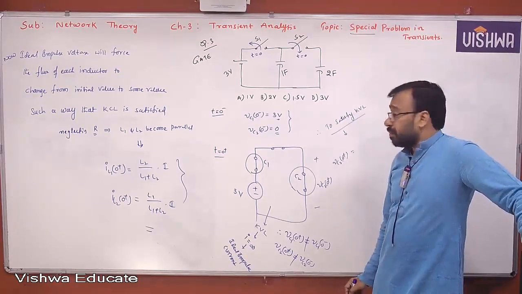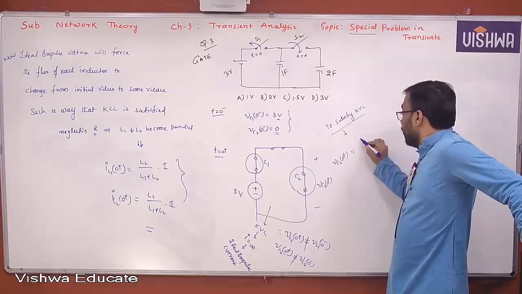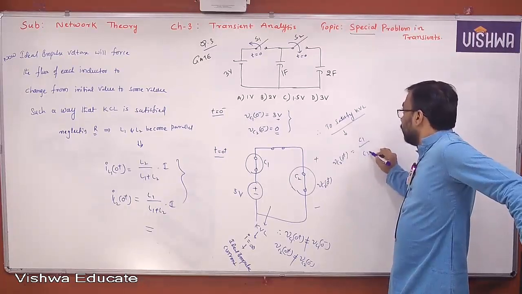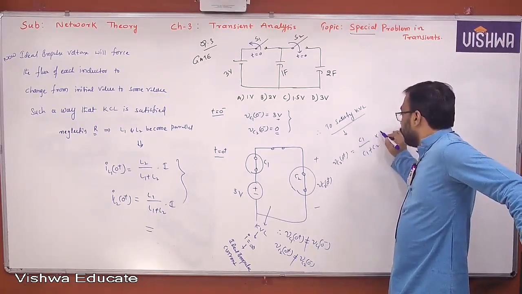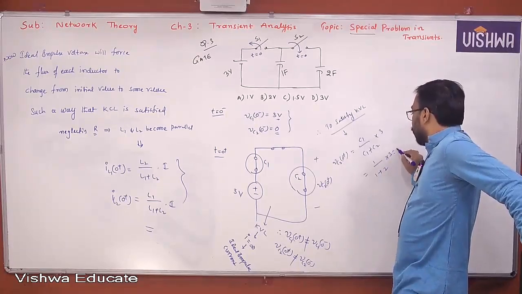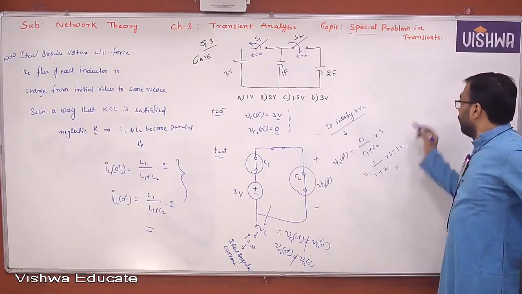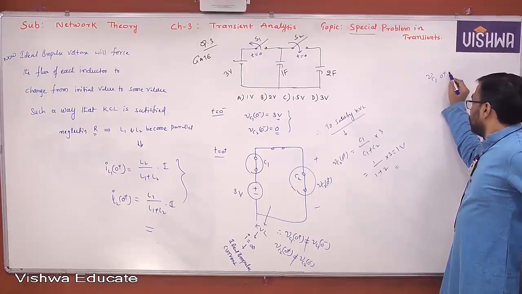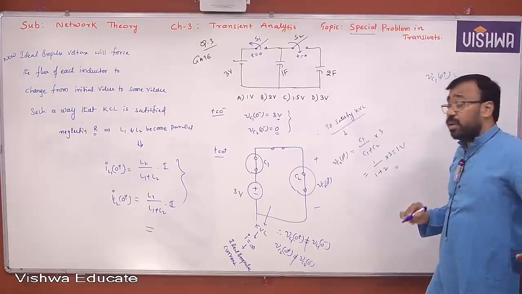Understand all of you? Now what is that value? It is C1 by C1 plus C2 into 3 volts. What is C1 actually? 1 by 1 plus 2 into 3, that is 1 volt. Understand all of you? What about VC1 of 0 plus? As I told you, both are the same, but still I would like to calculate.